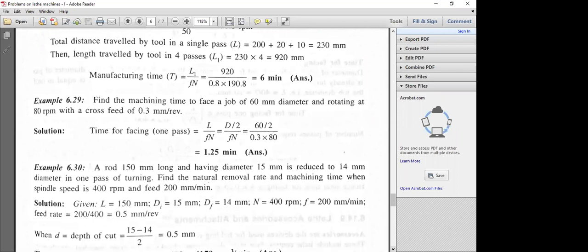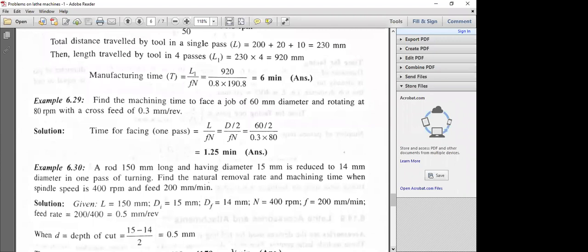N is given as 400 rpm, and feed is given as 200 per minute. So what is the feed rate here? He has given only the feed rate, mind you, so you have to calculate the feed rate f. Feed rate is per revolution, so you have to convert that per minute value. That is 200 by 400, which is half, that is 0.5 per revolution.